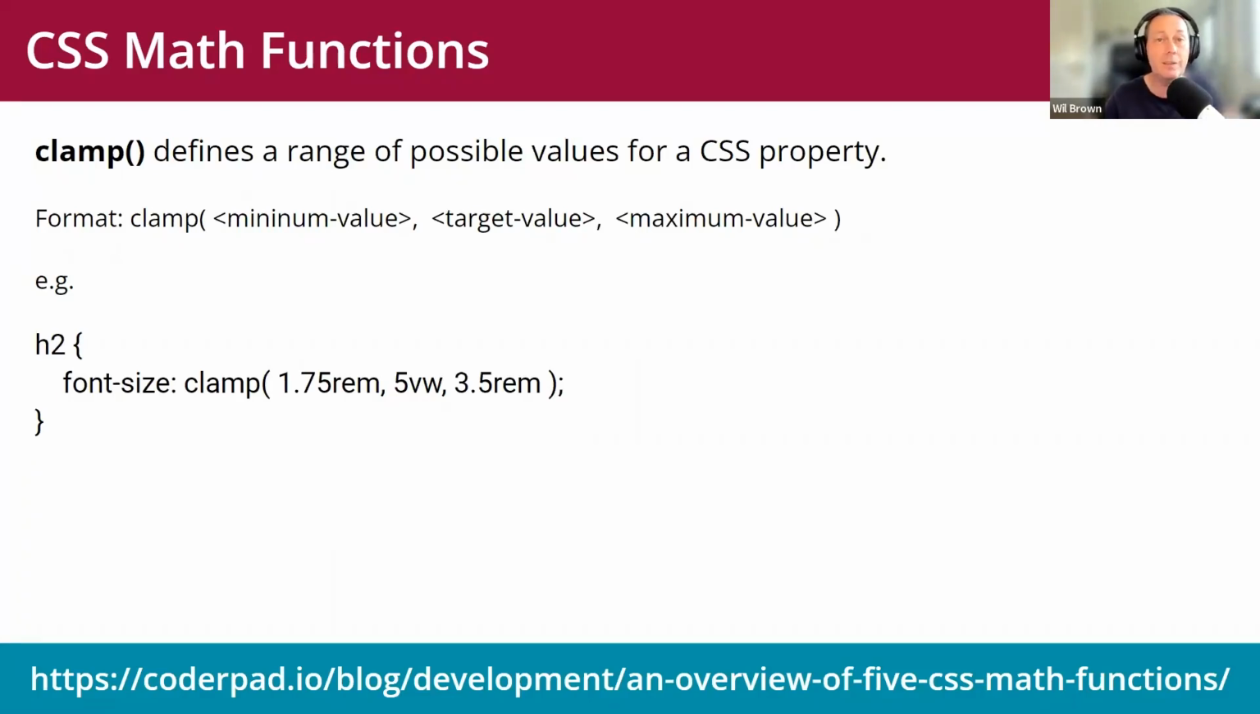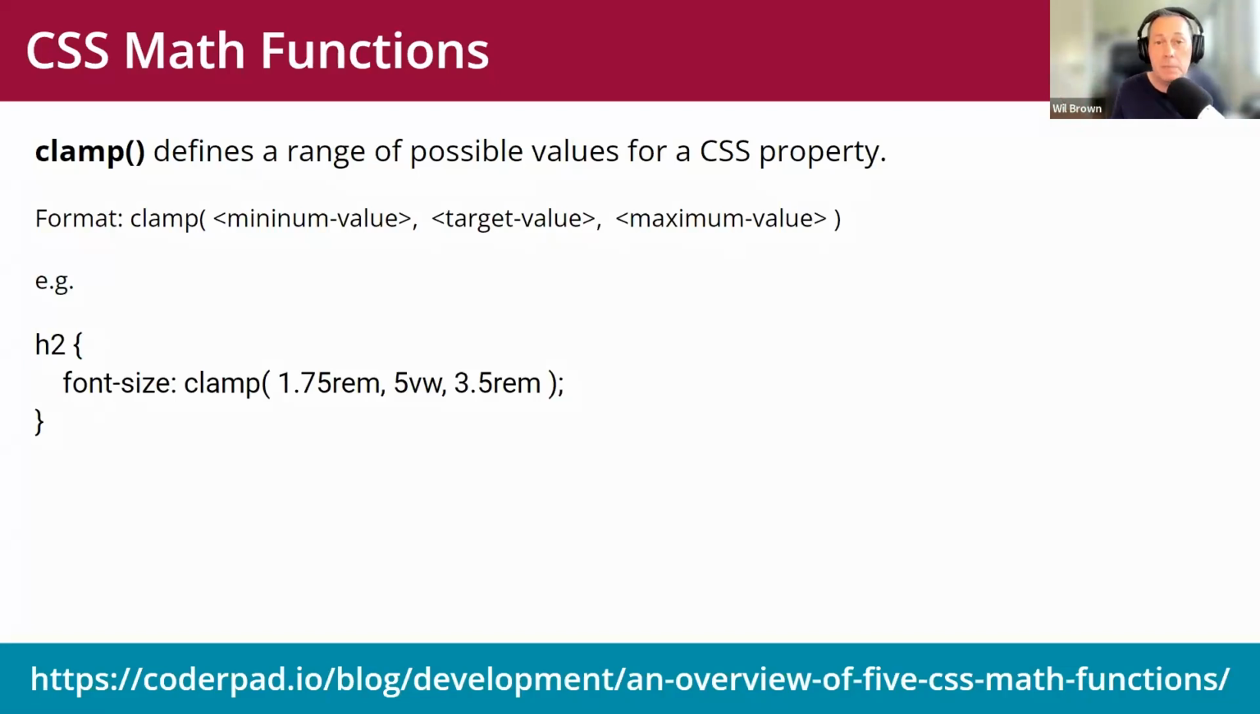The middle one is the target value that you want, and the larger one is the maximum value. Now, this is useful for calculating things like font sizes and margins when you're going from maybe mobile phone to tablet to large screens. So you can set the middle one as your ideal target, so that might be desktop. And then you can set the lowest value that you want it to go and the highest value you want it to go.